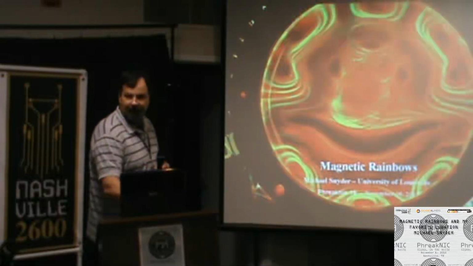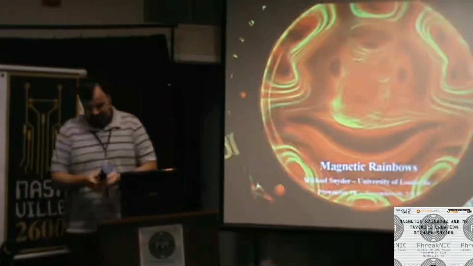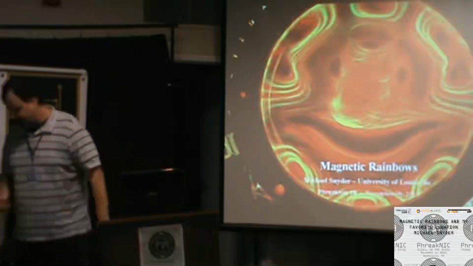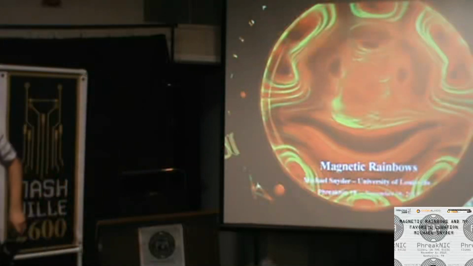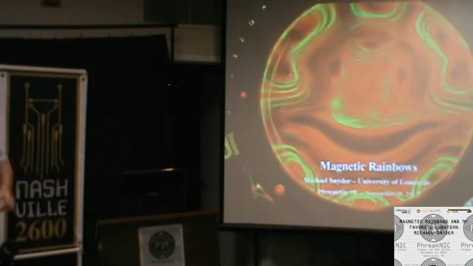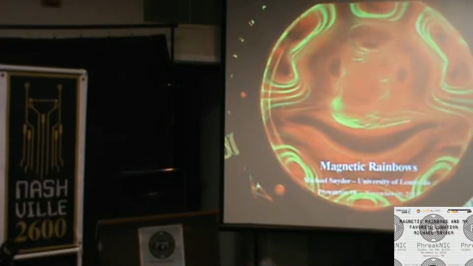Good morning, PhreakNIC. My name is Michael Snyder, and I'm here to give the 10 o'clock talk. My talk is about magnetic rainbows, and I have an undergrad degree from Murray State University in physics. I also am a PhD student at the University of Louisville.